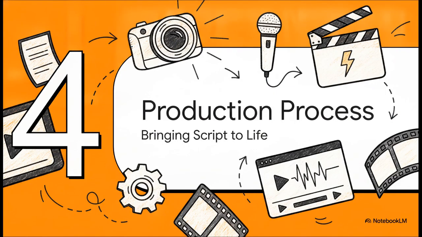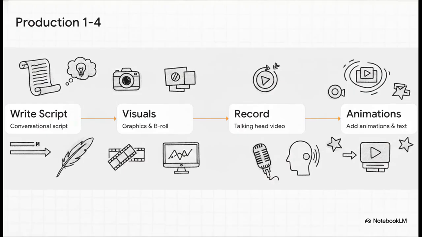This brings us to Section 4, the video production process. Let's see how we bring this script to life. The production engine really kicks into gear when we transform the written word into a raw visual performance. Step 1 is writing out that full conversational script from the outline. Step 2 is designing graphics and pulling together B-roll. Step 3 is the actual on-camera recording.